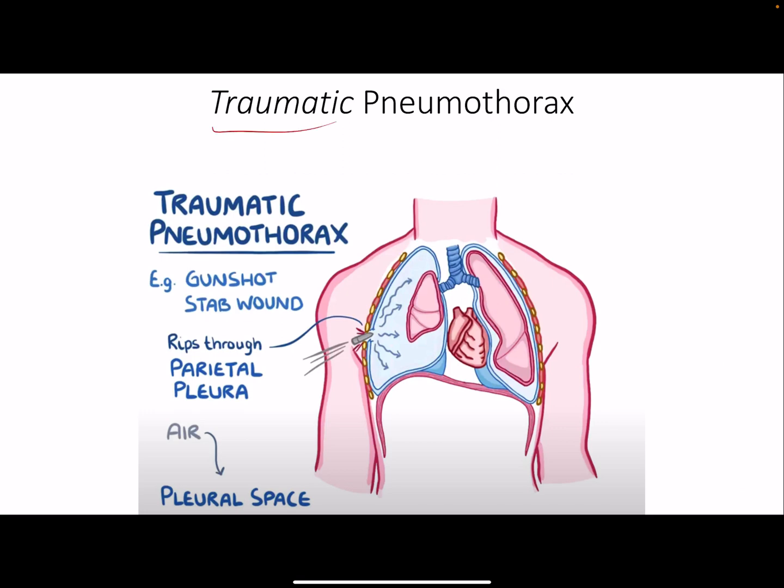Traumatic is, well, it's trauma related, right? You got shot, you got stabbed, you got into a car accident. This is where something rips through your fascia and your parietal pleura, and then air just leaks in from the outside atmosphere into your pleural space.